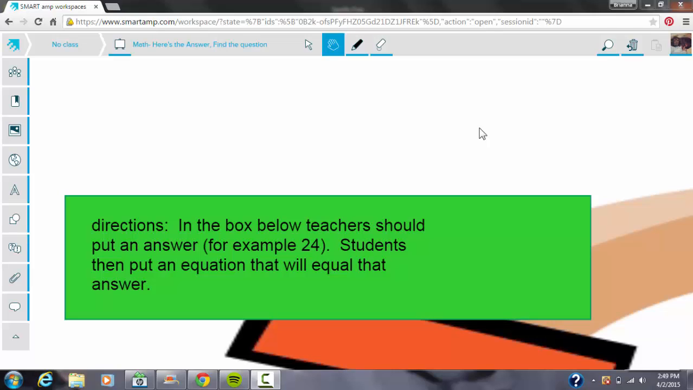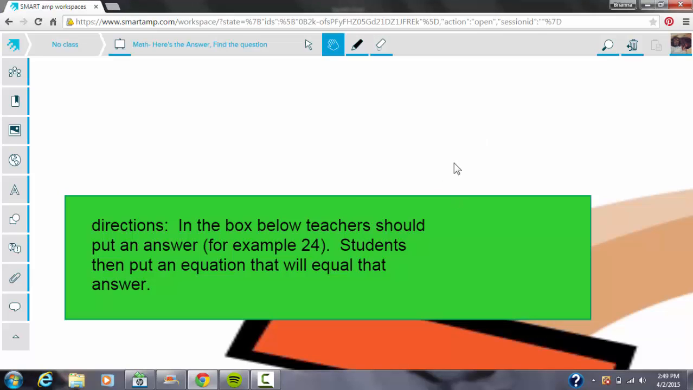I wanted to talk to you about one of my very simple and first SMARTamp workspaces. This is a really simple workspace, but we use it almost every day because it's a quick 5-minute filler activity and it really requires higher level thinking for kiddos, and it allows me as a teacher to get a quick snapshot of where my students are thinking mathematically, especially working in 3 different grade levels with students with various different math needs and abilities.